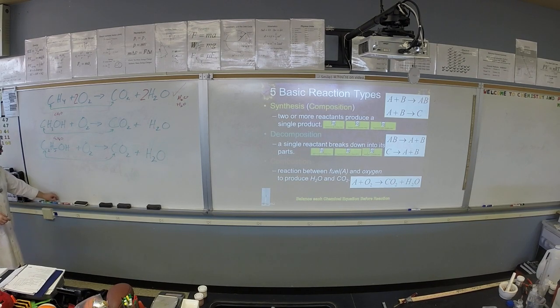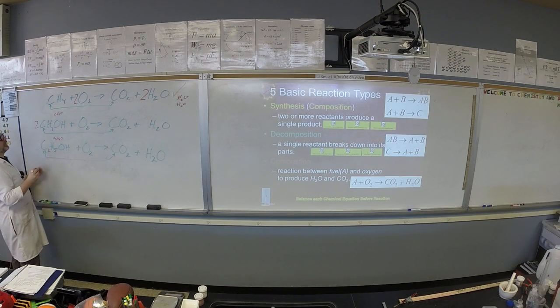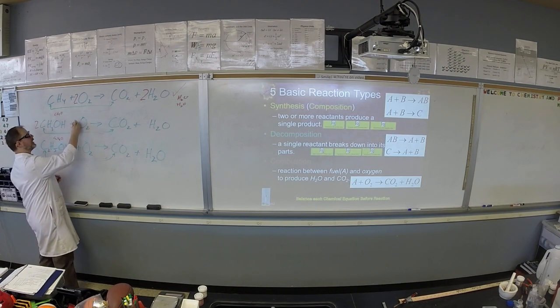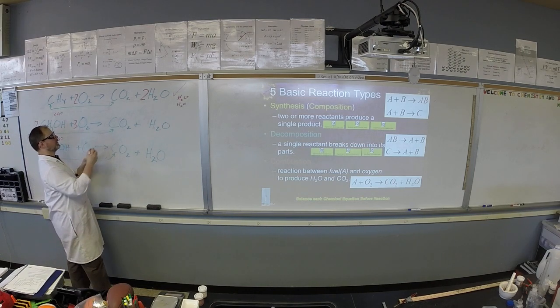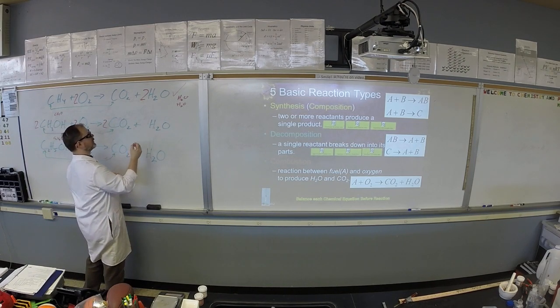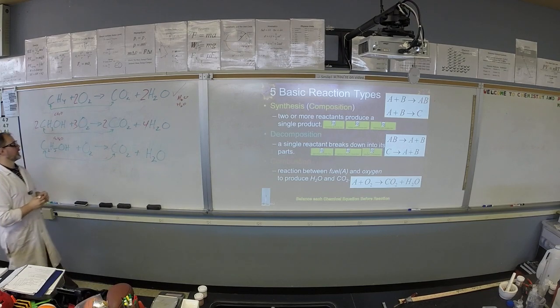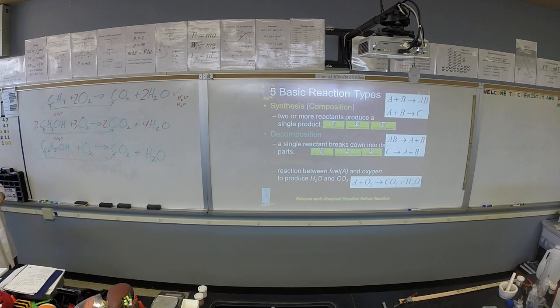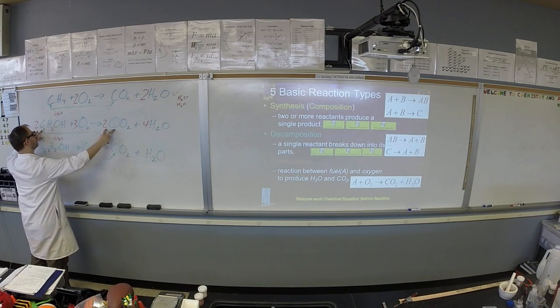So what do you think is the first number here? 2. A 2? Okay. What do you think is the oxygen's number? 3. A 3. What's carbon dioxide's number? 2. A 2. And water's number? 4. A 4. All right. So let's check our work. Because we always check our work. 2 carbons. 2 carbons. Excellent.